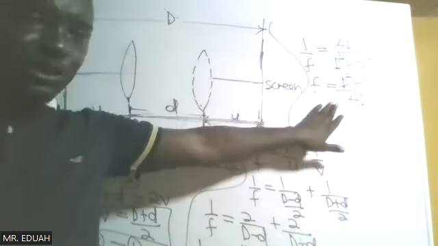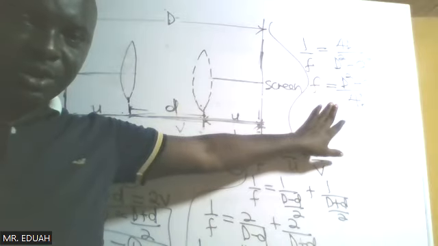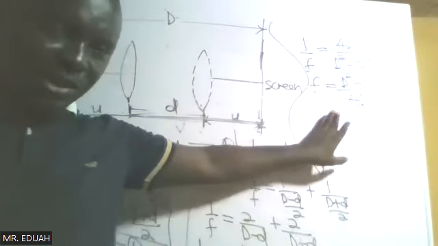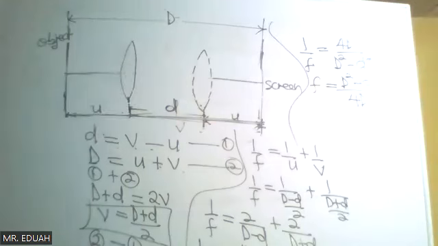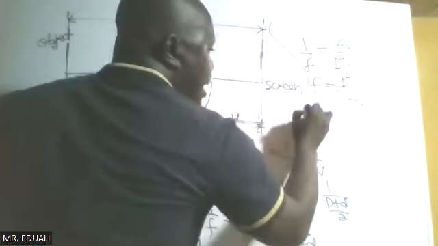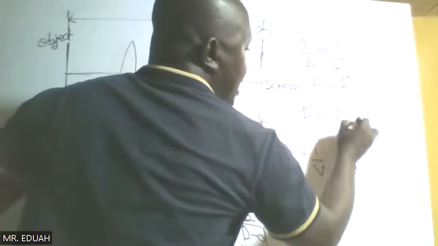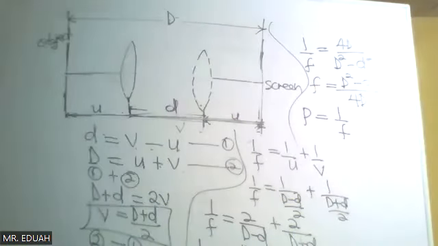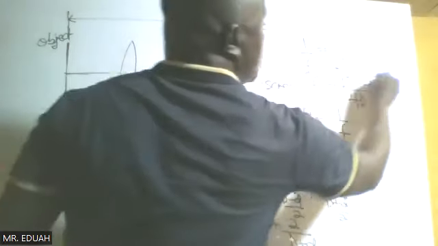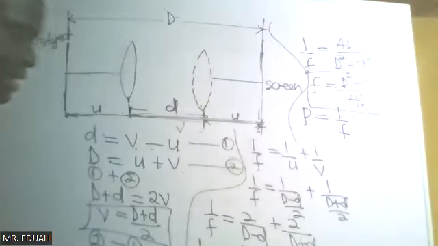Making F the subject, you have D squared minus small d squared over 4D. This is the formula to find the focal length of the lens using the method of displacement. So we know for power, determining the power will require the focal length, and this is what we will use to find the focal length.